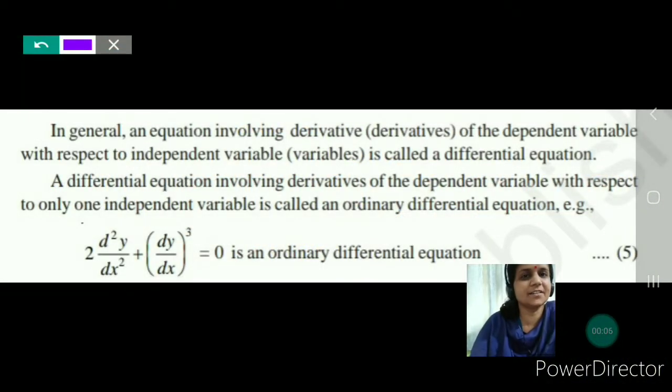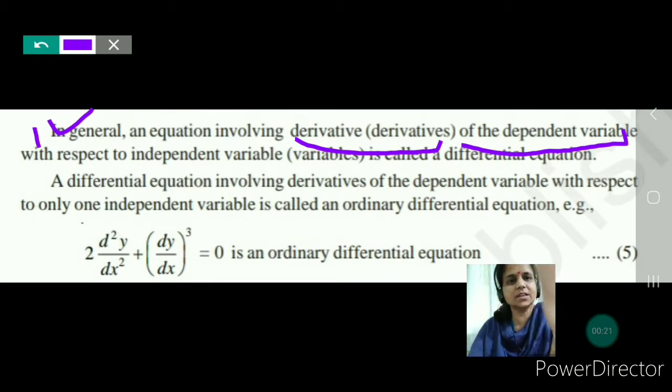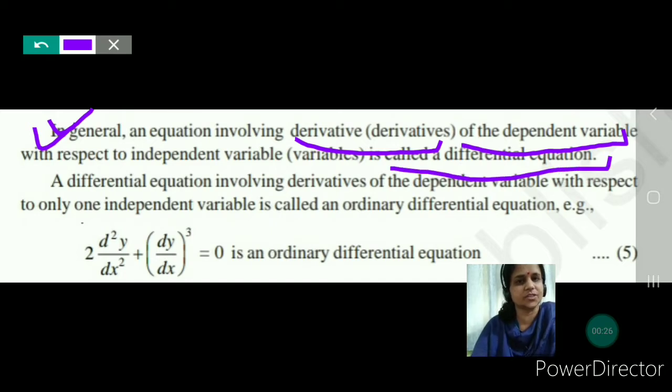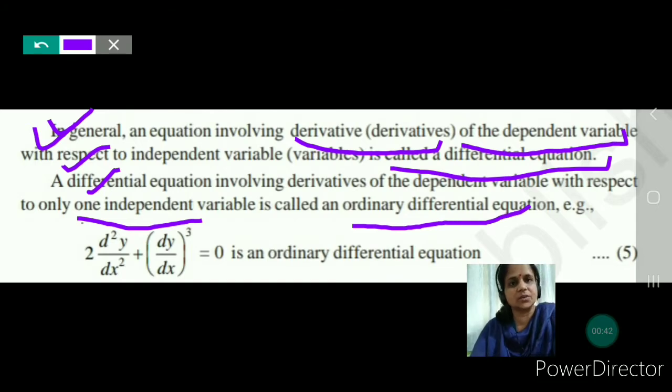Students, let's start the differential equations. First of all, the definition of differential equations. In general, an equation involving derivative or derivatives of dependent variable with respect to independent variable is called a differential equation. A differential equation involving derivative of dependent variable with respect to only one independent variable is called an ordinary differential equation.